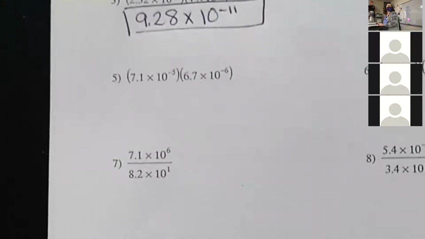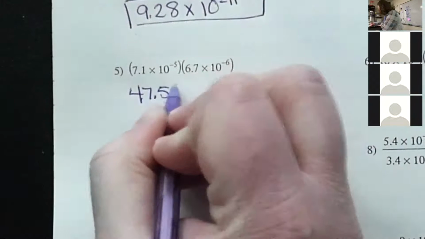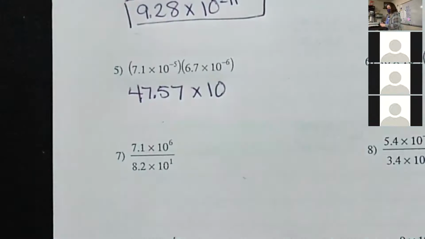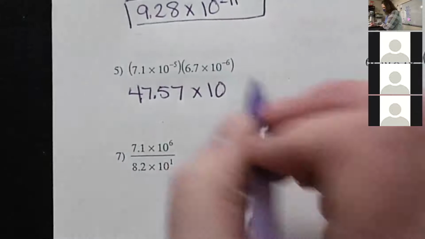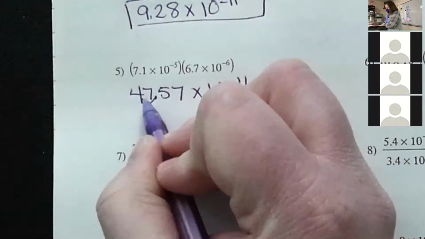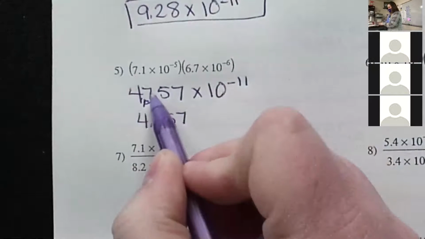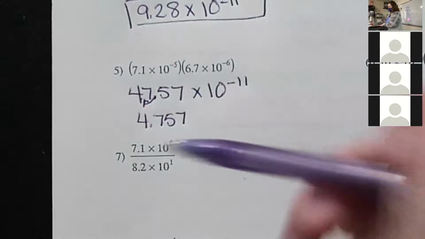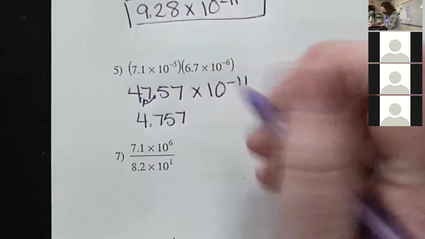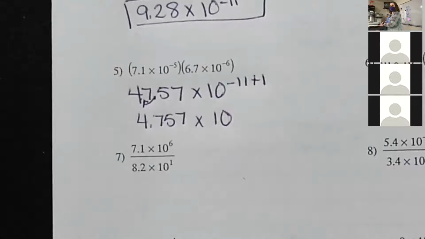Okay, keep with me. 7.1 times 6.7. 47.57. Love it. What do I do with my exponents? Add. What's -5 plus -6? -11. Is that in scientific notation? No. Okay, so I got to move this decimal. So it went from 47 to 4.7. Did that make it smaller or bigger? Smaller, so I have to even it out. It's like a balancing act. If this one gets smaller, this one has to get bigger, so I have to add 1 over here. What is -11 plus 1? -10.